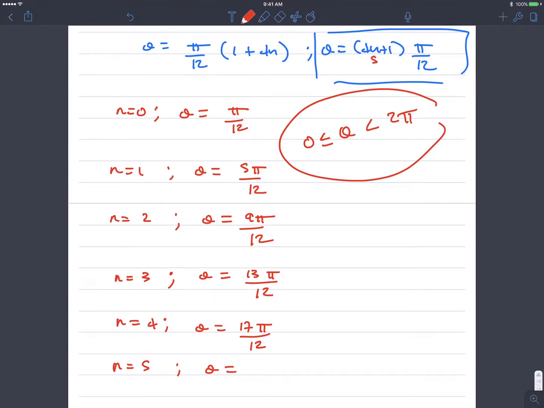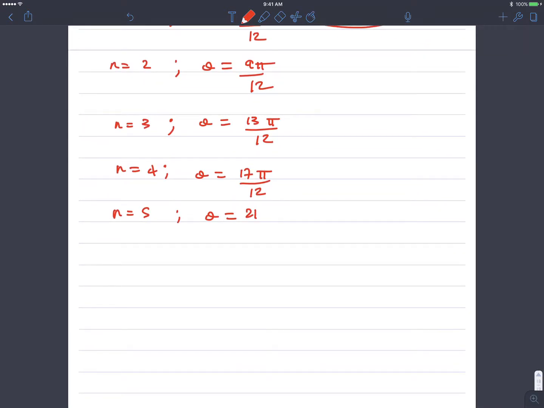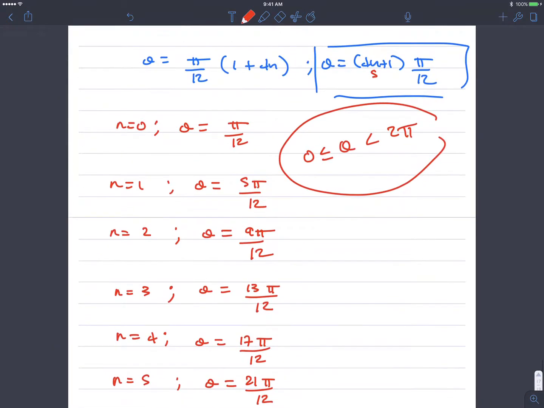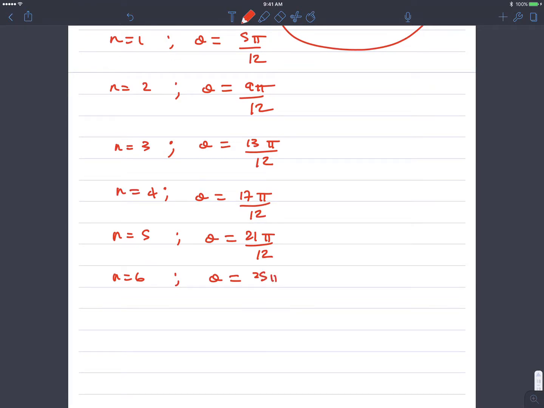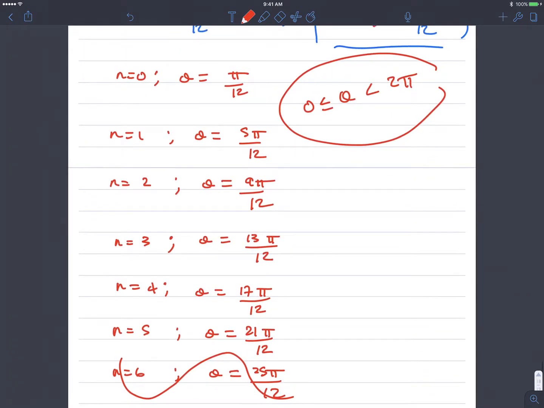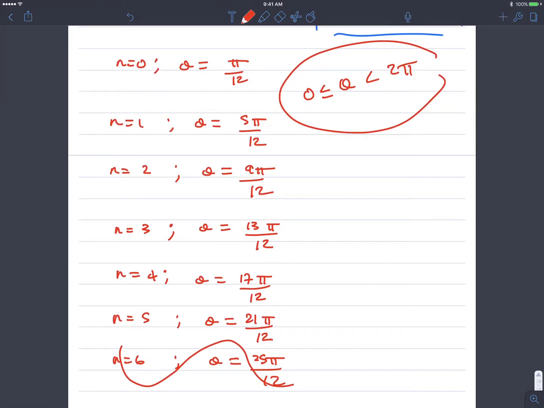So we got a 5 there, and 4 times 5 is 20. And what's 20 plus 1? So this is 21 pi over what? Over 12. Okay, are we at 24 or above? No. But you know what I suspect? When n is 6, what should happen? Would that get us over the 2 pi? Yeah. So if n is 6, we get 24 plus 1 is what? 25 pi over what? 12. So that's not necessary, because now we're over 2 pi. They restricted the domain.